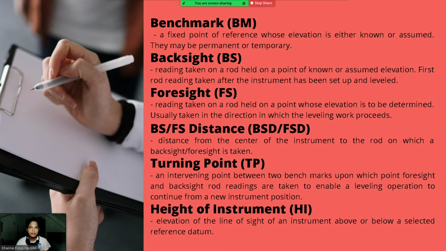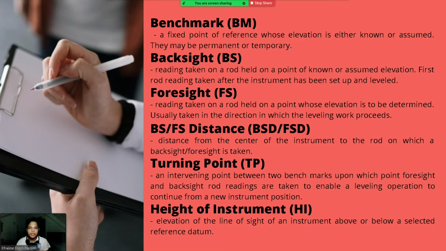Benchmark: a fixed point of reference whose elevation is either known or assumed. They may be permanent or temporary. Backsight: reading taken on a rod held on a point of known or assumed elevation. First rod reading taken after the instrument has been set up and leveled.